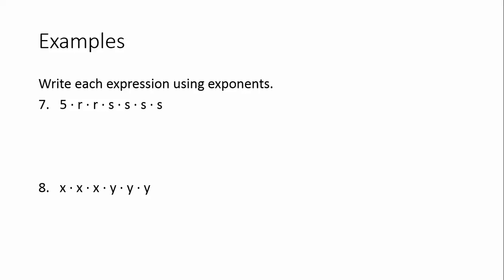Now we're going to look at some examples where we have different bases, but we can still write them as a string. So we have 5, r, r, and then s, s, s, s. So it's 5 to the first power, or 5, r squared, s to the 4th. And you don't need to write the dot in between the 5 and r, or in between the r and the s. Remember that if it's all smashed together, it's implied that it's all multiplication. So for number 8, you would write x cubed, y cubed, or x to the 3rd, y to the 3rd.